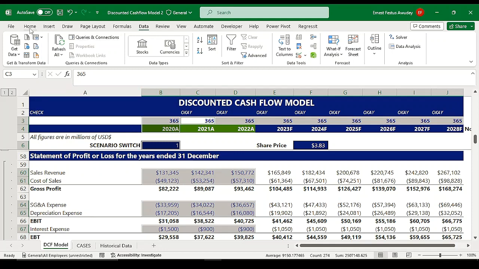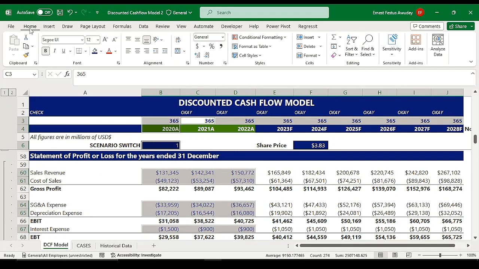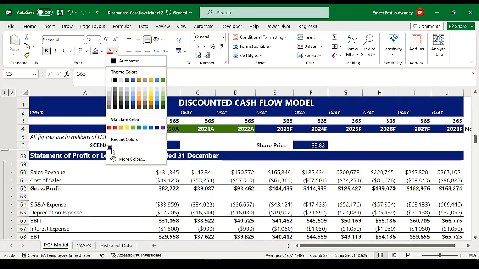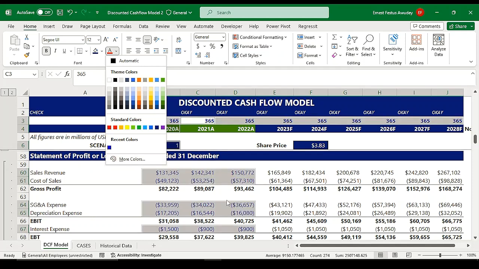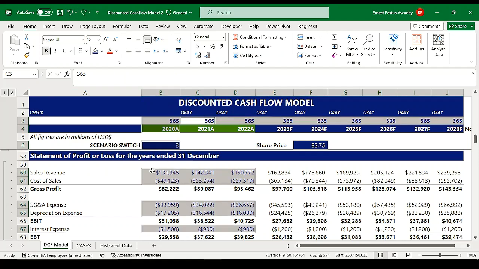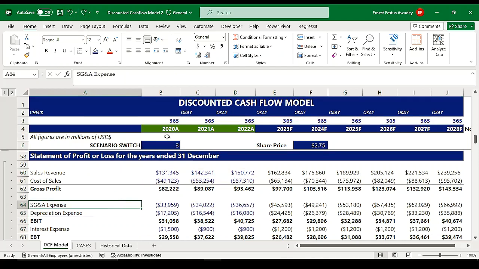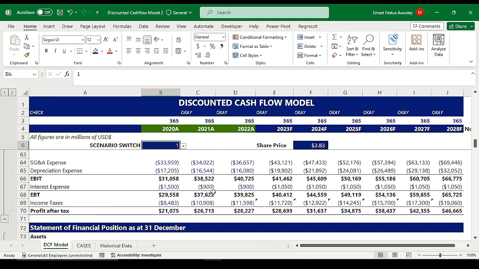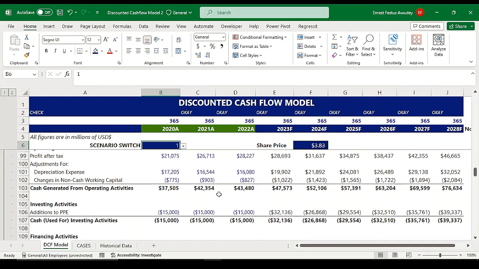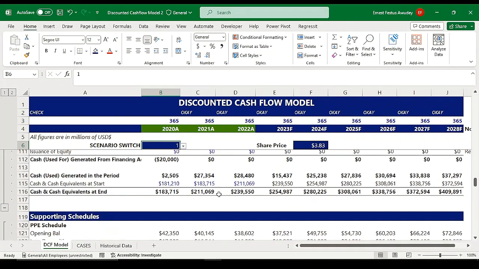So all I have to do is go to the Home tab and then select the font color, which is blue, and that is going to put all my constants into blue for me. So that is what we did. Let me undo this quickly. So that is what we have there. That is how to identify your hard-coded figures from the formulas.